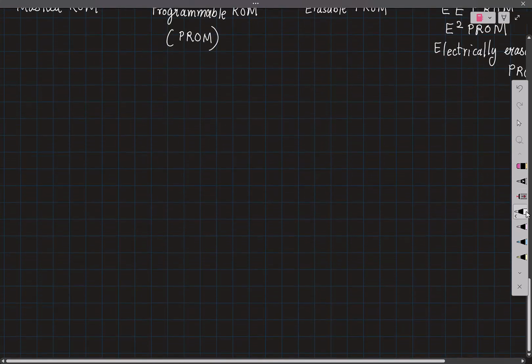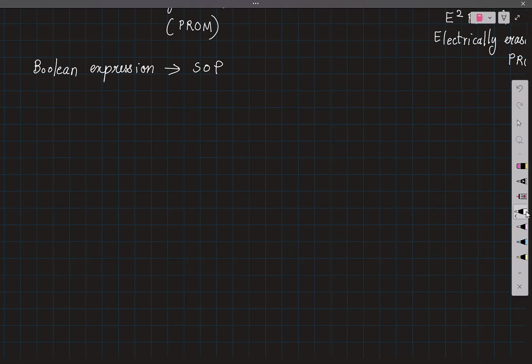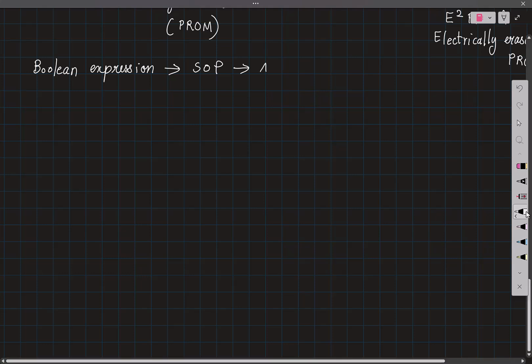Okay. So any Boolean circuit you take, any Boolean expression you take, this can be represented in a sum of products form, right? What do you need to implement something in SOP form? You need to take the product, then you need to be able to take the sum. So taking a product means what sort of gate are you looking at? AND gate. And if you are taking the sum, what do you need? You need an OR gate.